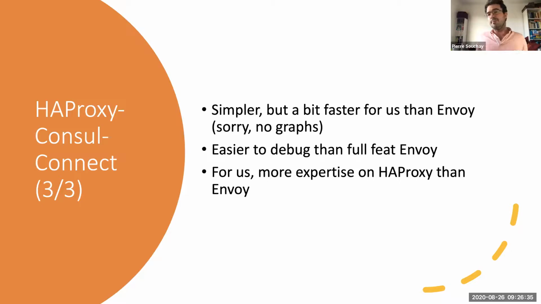So it's simpler. It offers somewhat better performance. I don't have a graph, unfortunately, and it's easier to debug than a full Envoy. So fewer features, and being stable without having too many features was very important for us, because at scale, advanced features might cause issues.